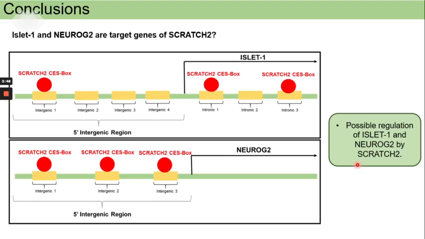So what we saw was that for Islet1 we found 7 regions that Scratch2 recognizes, 4 intergenic and 3 intronic regions, and of those 7 regions, 3 presented SCRATCH box sites for Scratch2. For Neurogenin2, we found 3 intergenic regions that Scratch2 recognizes, and in all those 3 regions we found SCRATCH box sites for Scratch2. So that indicates a possible regulation of Islet1 and Neurogenin2 by Scratch2.